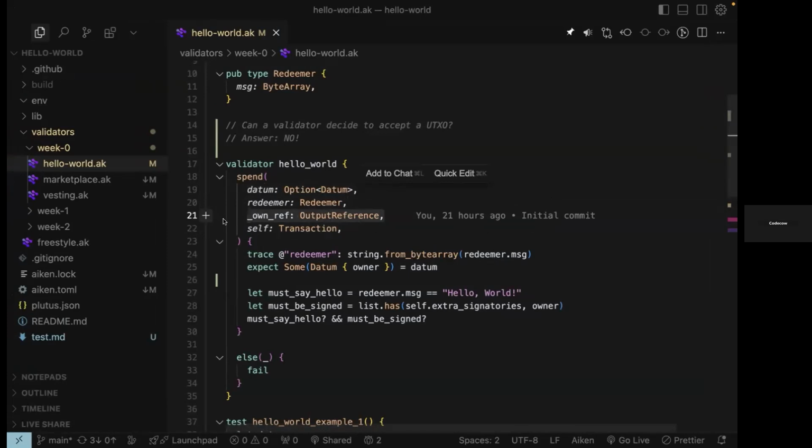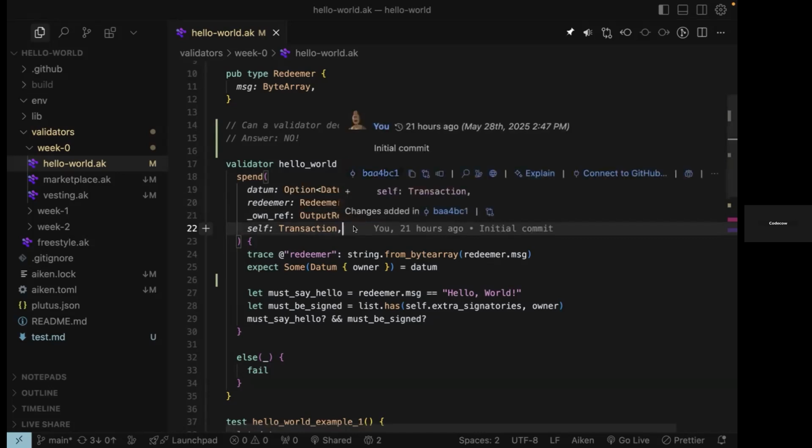Isn't self that output reference? Self is, oh no, sorry, I'm wrong. Self is the transaction, I'm thinking of own ref. You're right, output reference is literally the input that's being spent. That's the UTXO that is being spent. So you're saying if you didn't include that UTXO, then you can't spend anything, which is obviously true. You're not spending anything.